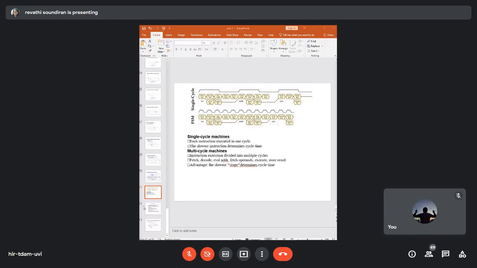When you compare that to your FSM processor, your finite state machine, you see that the execution of each instruction is divided into multiple cycles. Each cycle is going to have one state being executed. So you have the fetch, decode, evaluating the address, fetch operation, execute, and store operation. These are going to be the states, so your one clock cycle is determined by the complete state. This is how it is going to differentiate.